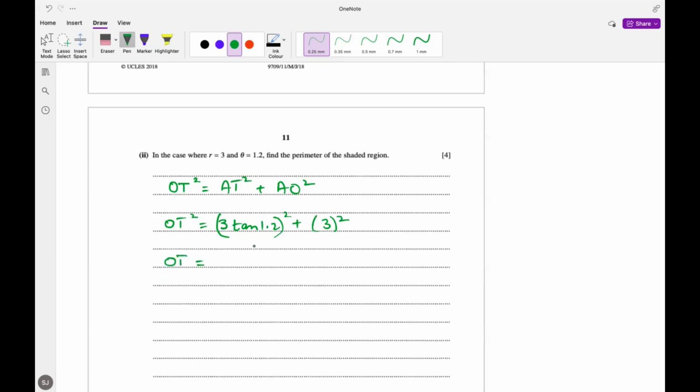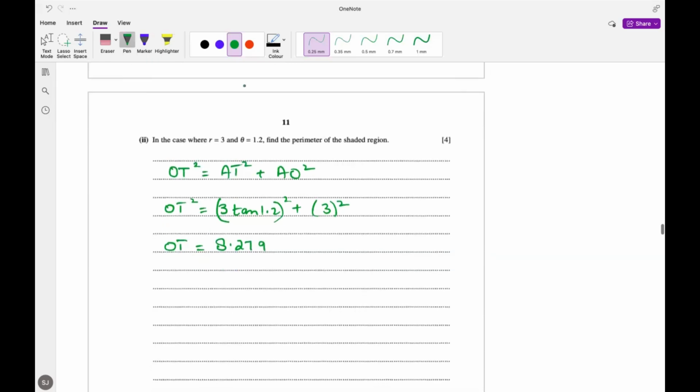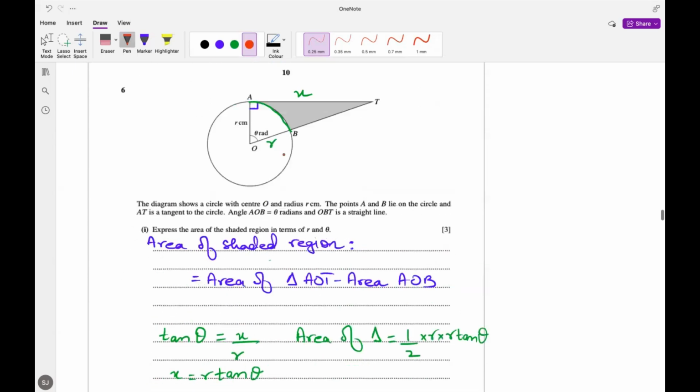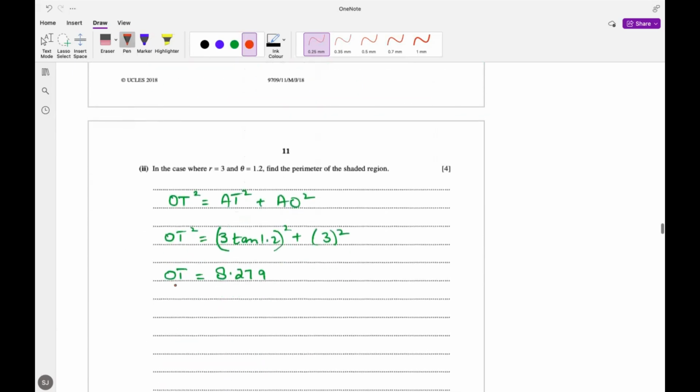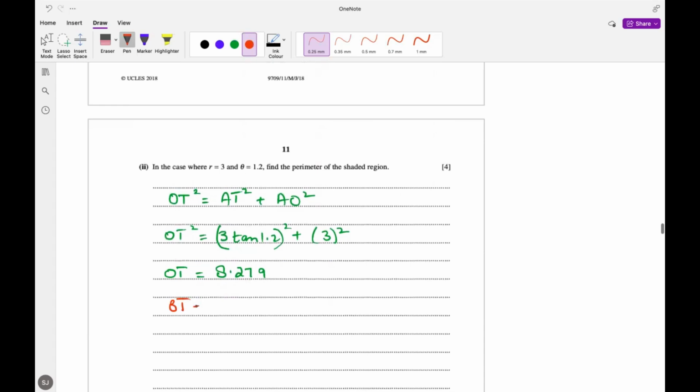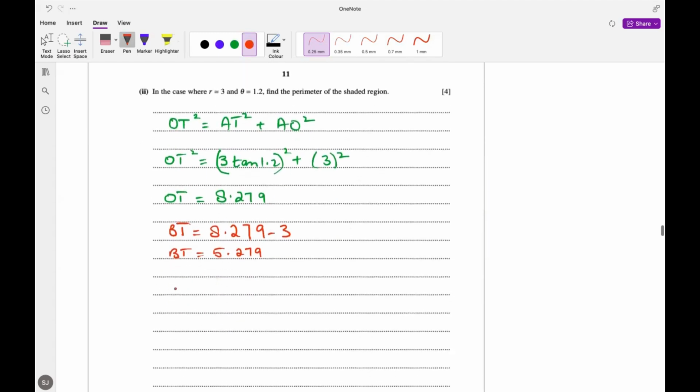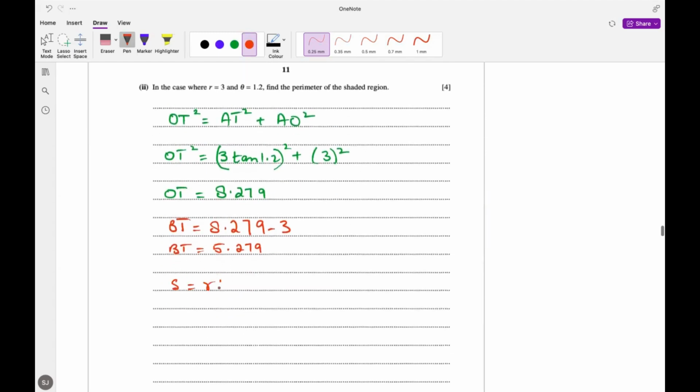So after applying the Pythagoras theorem and taking the square root of this value, the length of OT will be 8.279. Subtracting this from the radius, so we know that the radius is 3, the length of the line BT will be 8.279 minus 3, which is equal to 5.279.